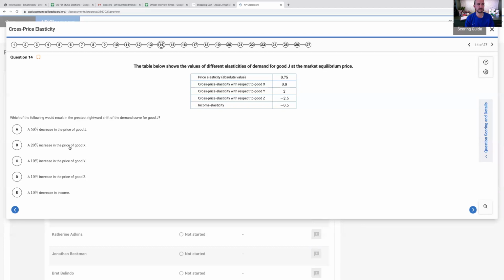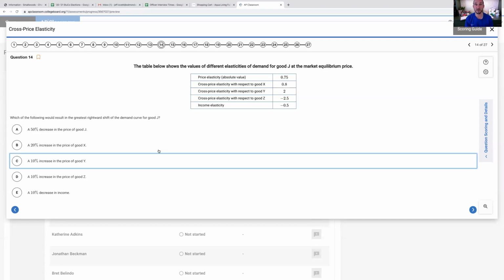Okay, so 16%. And if you look at C, it says there's a 10% increase in the price of good Y. The coefficient is 2, which means it would have to be 20% over 10%. So which has a greater impact on good J? Good X would have a 16% change, and good Y would have a 20% change. So your answer should be C. Okay, so your answer for number 14 should be C.